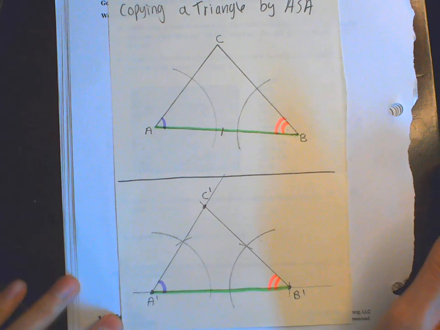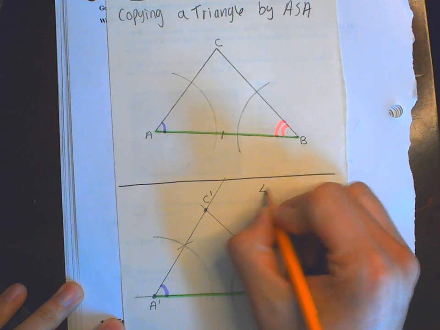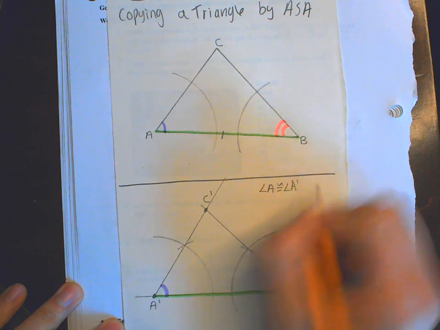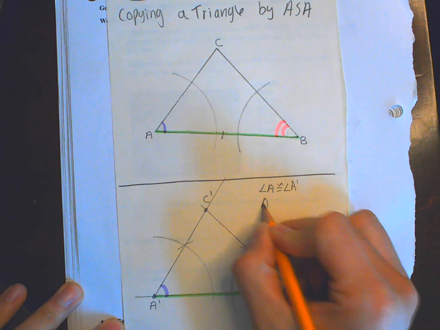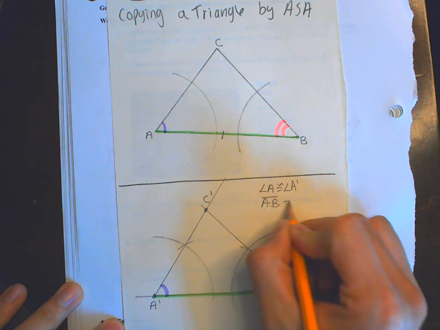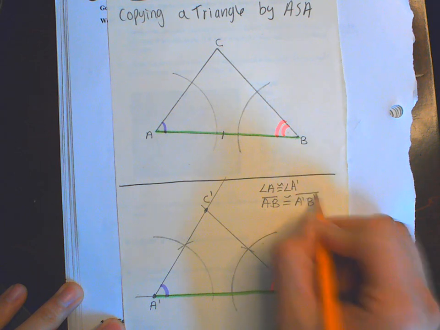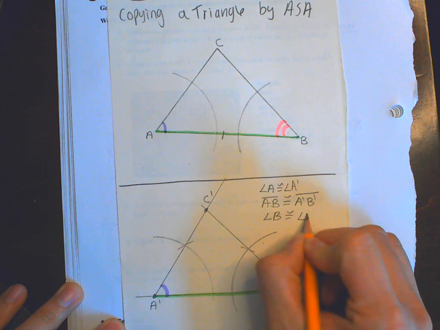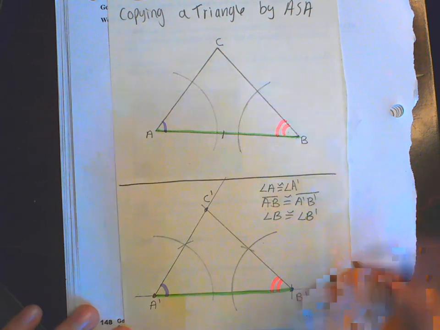So what we just did is we made angle A congruent to angle A prime. We also made segment AB congruent to segment A prime B prime. And we made angle B congruent to angle B prime. So what we have is two pairs of angles.